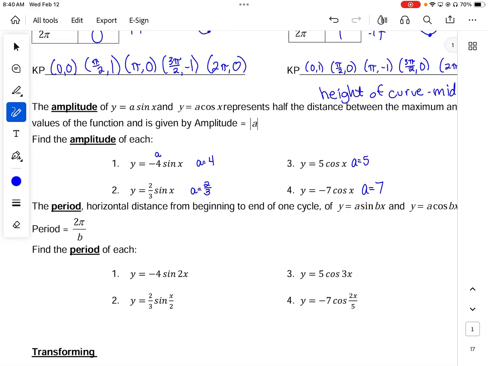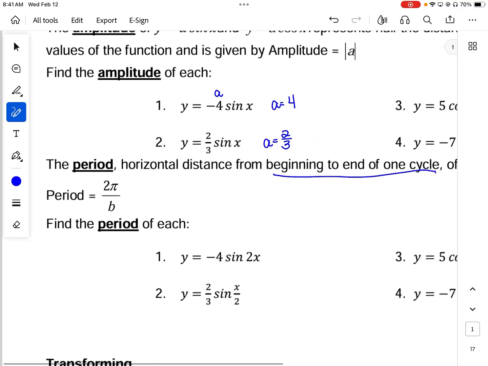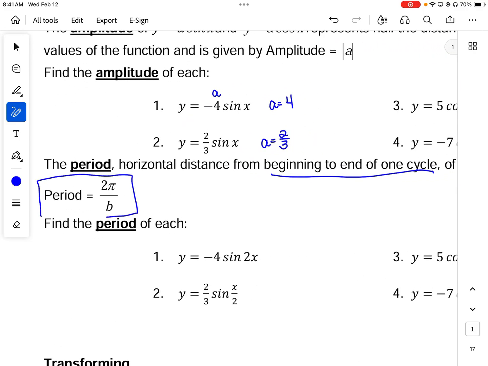A period is a horizontal distance from the beginning and end of one cycle. So B is how we are going to find it. B is after the sine or cosine. So it's A sine BX or A cosine BX. And it is given by period equals 2 pi over B. So you look at your function to find your B, then you do 2 pi divided by B. For our parent function, for sine and cosine, the period is 2 pi.